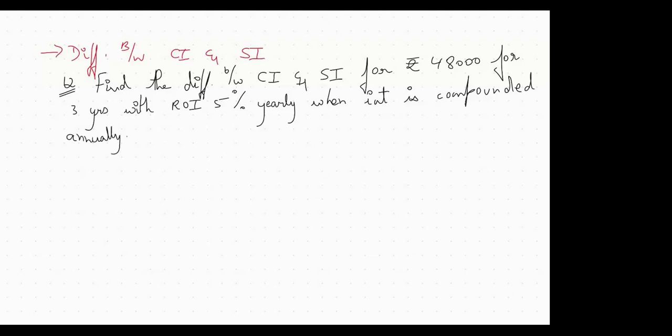Okay, so we're having principal 48,000. My rate is 5%. Time is 3 years. Okay, so first calculate SI. SI equals principal into rate into time divided by 100.